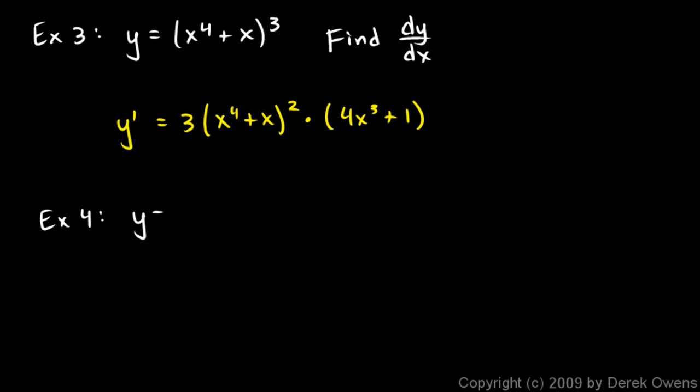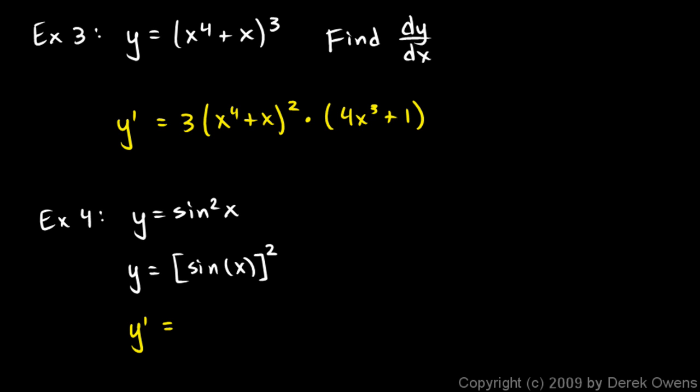Example 4 is y equals sine squared x. And it might be easier if you think of it like this, or write it like this. y is equal to (the sine of x) squared. Written this way, you can see that the squared is clearly the outer function, and the inner function is sine x. So what's the derivative here?